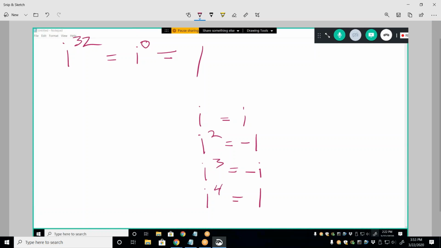And then it repeats. I to the 5th is the same as I, I to the 6th is the same as I squared, I to the 7th is the same as I cubed. So I to the 8th, which you'll notice is evenly divisible by 4 with a 0 remainder, is the same as I to the 4th. I to the 32nd is the same as I to the 4th, which is also 1.